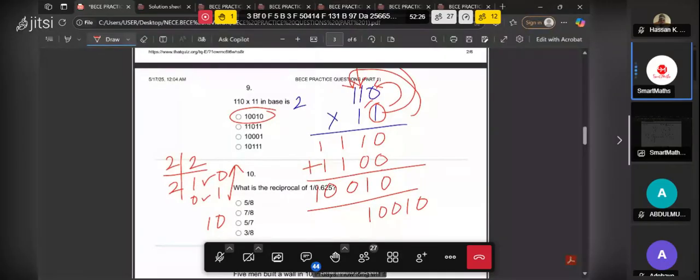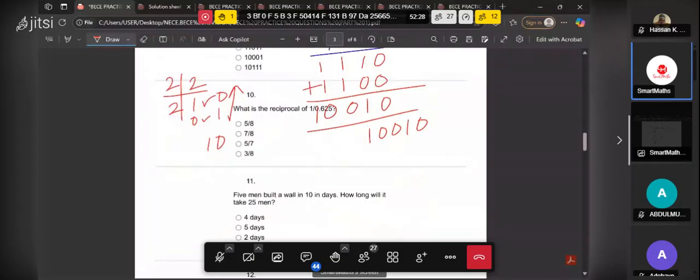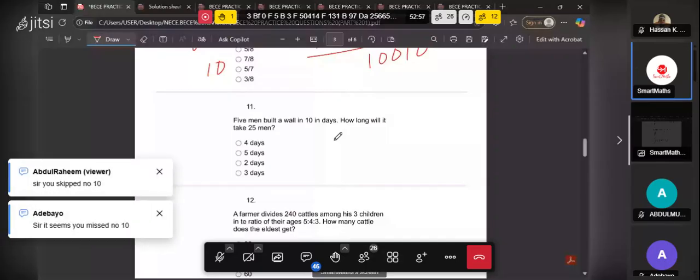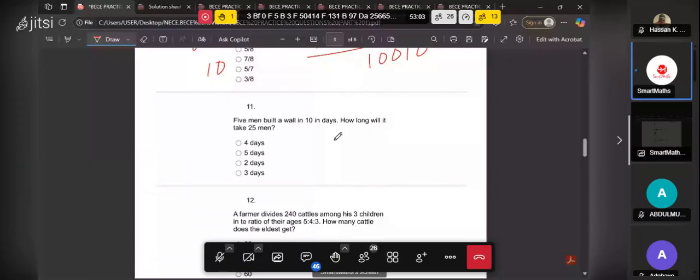Okay, so the next one, question 11. 5 men built a wall in 10 days, how long will it take 25 men? Now, this question is on proportion. We have direct proportion and indirect proportion. The best method to use is the unitary method, and I'm going to show you, it's very easy. If 5 men could build a wall in 10 days, how long will it take one man first?